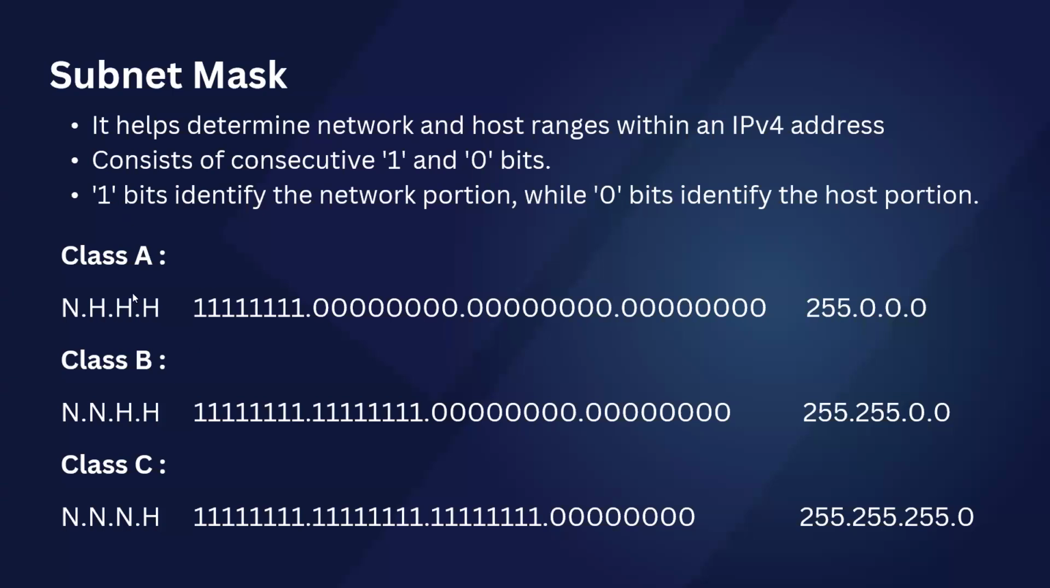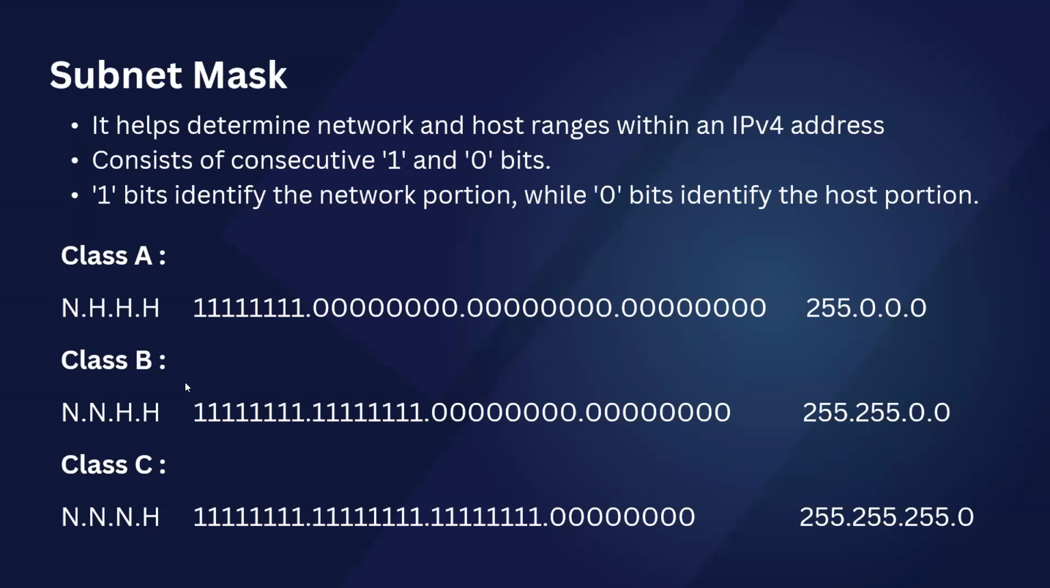Now, when you take the example of class A, it has one network portion and three host portions. So all ones in the first portion and all zeros in the last three portions. And now when you convert that from binary to decimal, what do you get? All ones is 255 and all zeros is 0.0.0. So for class A, the subnet mask is 255.0.0.0. When this subnet mask is assigned to a system, it gets to know, okay, my network is a class A network and I can connect a maximum of 255 into 255 into 255 devices. That's the entire range of class A.